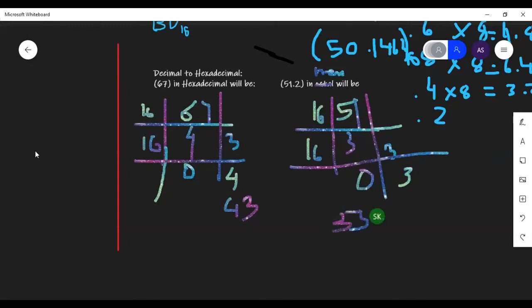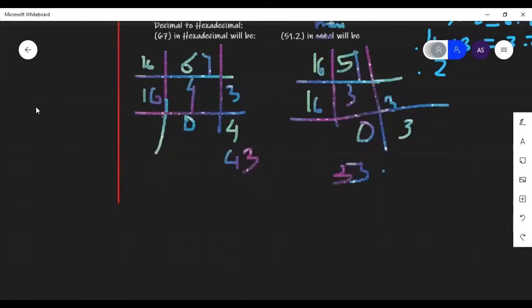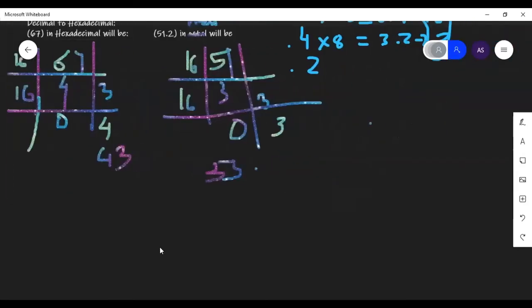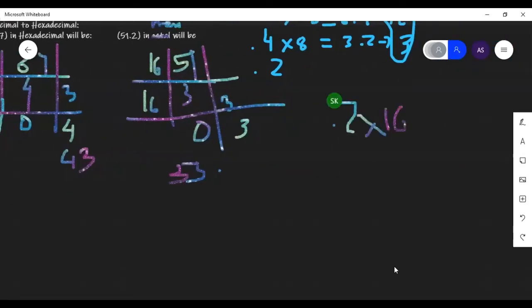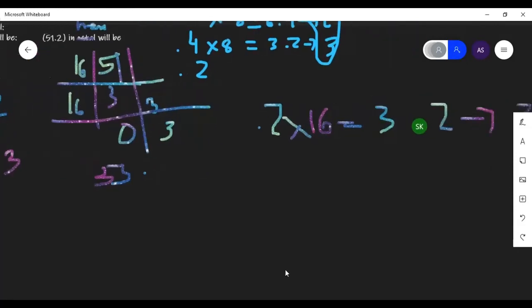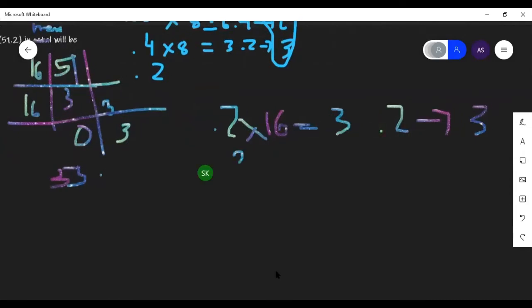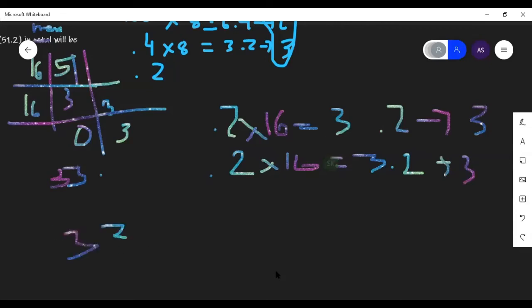So we're going to follow the same procedure again. 0.2, shift to the right a bit. 0.2 times 16 is equal to 3.2, and we put 3 here. Take the 0.2 again, times 16, equal to 3.2. As you can see, it's going to be an infinite loop. So the answer will come out to be 33.3 bar, or whatever. That's basically all the conversions from decimal to other number systems.